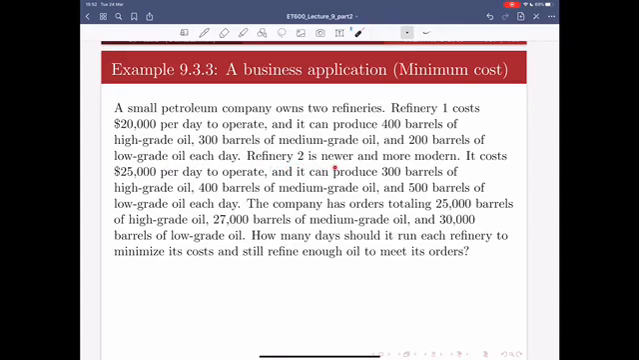The second refinery is newer and more modern. It costs 25,000 US dollars per day to operate, and it can produce 300 barrels of high-grade oil, 400 barrels of medium-grade oil, and 500 barrels of low-grade oil each day. So the company has orders totaling 25,000 barrels of high-grade oil, 27,000 barrels of medium-grade oil, and 30,000 barrels of low-grade oil. How many days should it run each refinery to minimize its cost and still refine enough oil to meet its orders?